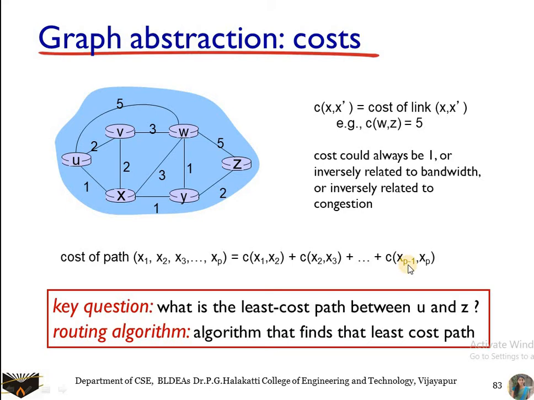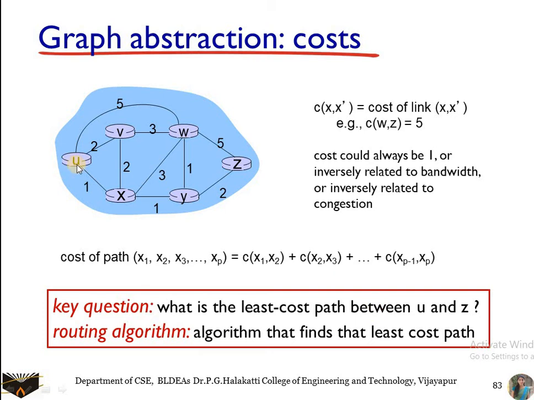Similarly, from xp minus 1 to xp, that is, from the current node to the next immediate neighboring node. Similarly we can find the others. If you perform the addition operation, we are going to find the complete cost from the source to the destination. Here the key question is, what is the least cost path between U and Z?